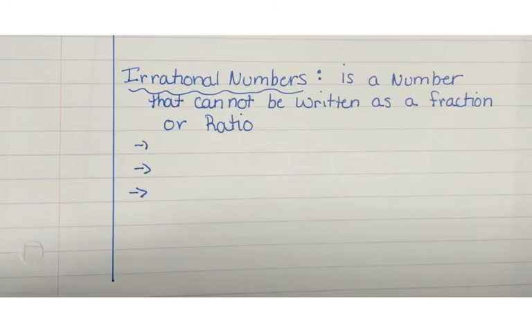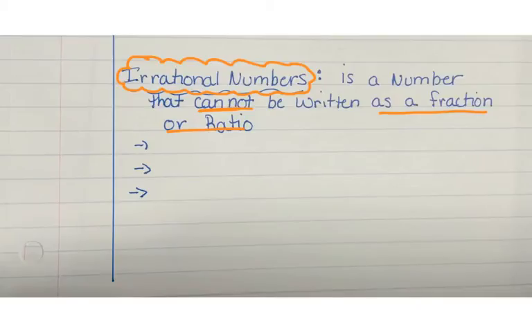So let's take a look at irrational numbers. So irrational numbers are numbers that cannot be written as a fraction or a ratio. So it's literally the exact opposite. So what would count as an irrational number?